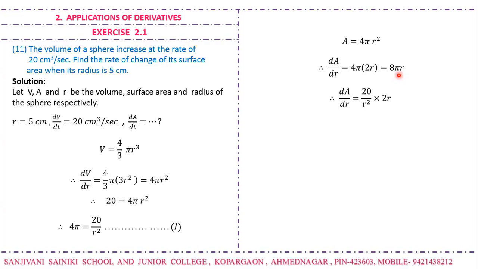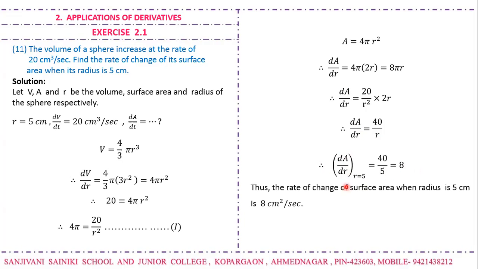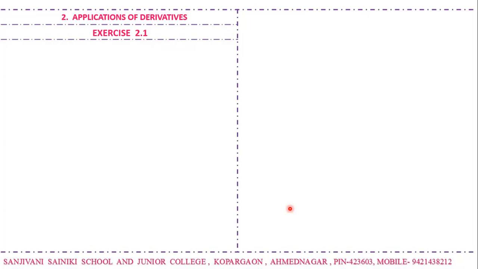But what is the value of 4 pi here? It is 20 upon r square. So dA by dr is 40 upon r. But the radius is given. It is 5 centimeters. So put r is equal to 5 in dA by dr. You get 8. So the rate at which the surface area is changing when the radius is 5 centimeter is 8 centimeter square per second.